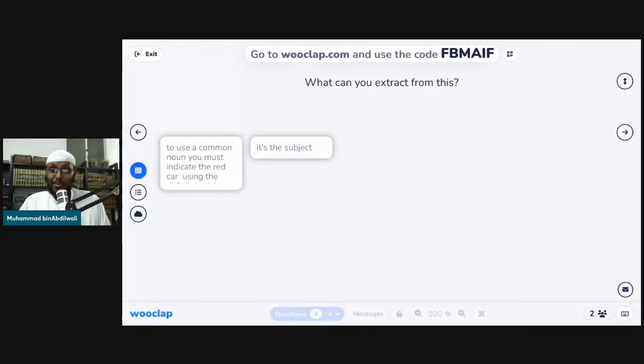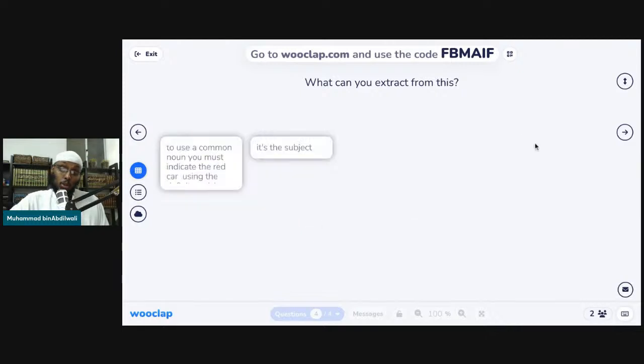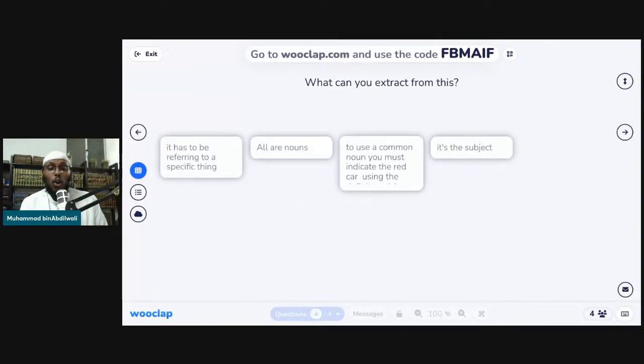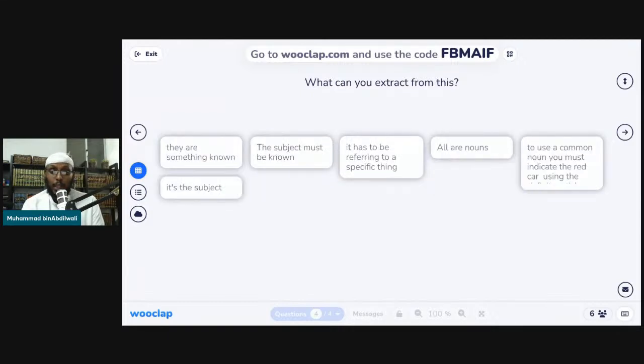To use a common noun, you must indicate the red car using the definite article. Yes, you do. That's why I said it has to be a definite common noun. All are nouns. Yes, all are nouns. I did tell you before that a mubtada can only be a noun. A verb or a particle can never be a mubtada. It has to be referring to a specific thing.